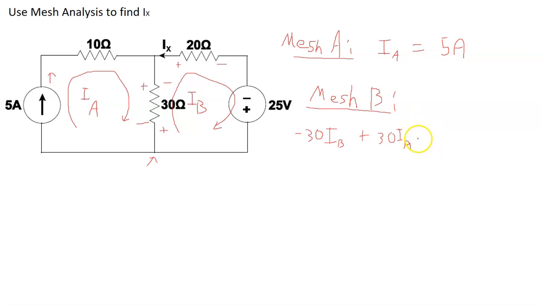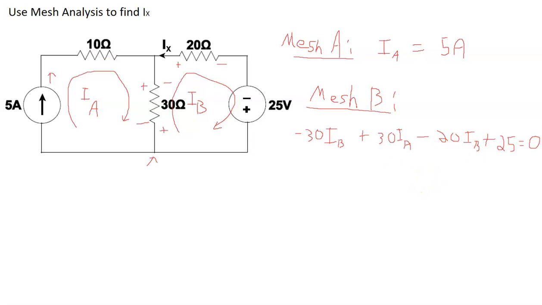So next we come to the 20 ohm resistor. It's subtract 20 times IB. And then we come to the 25 volt source. And the direction of IB, we're going down across that. So that's a negative to a positive. So that's actually an increase in voltage, plus 25 volts. And that brings us back to our starting point. That sum is equal to 0.